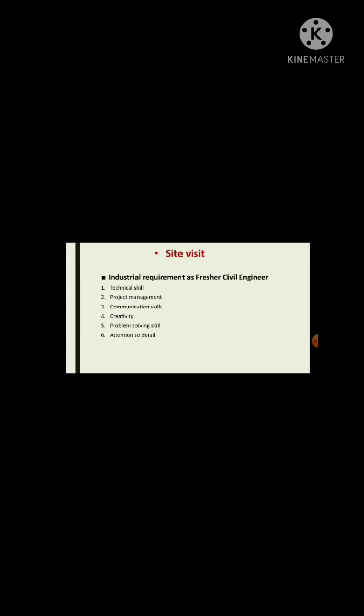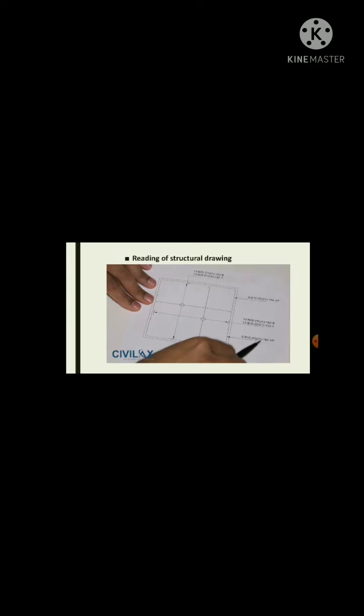Then site visit. In site visit, I learned about industrial requirements as a fresher civil engineer. First is technical skill, then project management, communication skill, creativity, problem solving skill, and sixth, attention to detail. These are the required skills for a fresher civil engineer. Then I learned reading of structural drawing during the construction process.